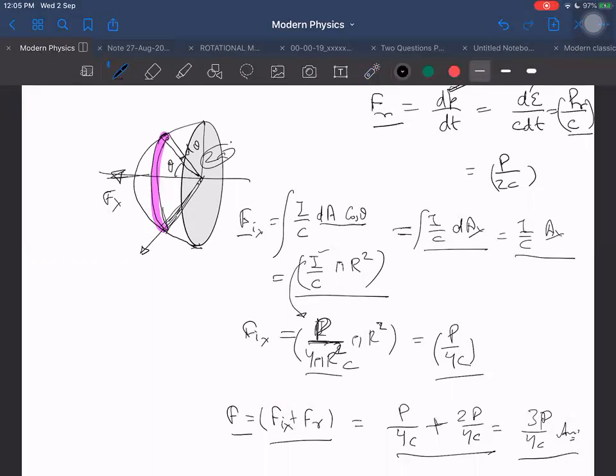Are you getting this now? Yes, sir. 3P by 4C. Final answer is 3P by 4C.